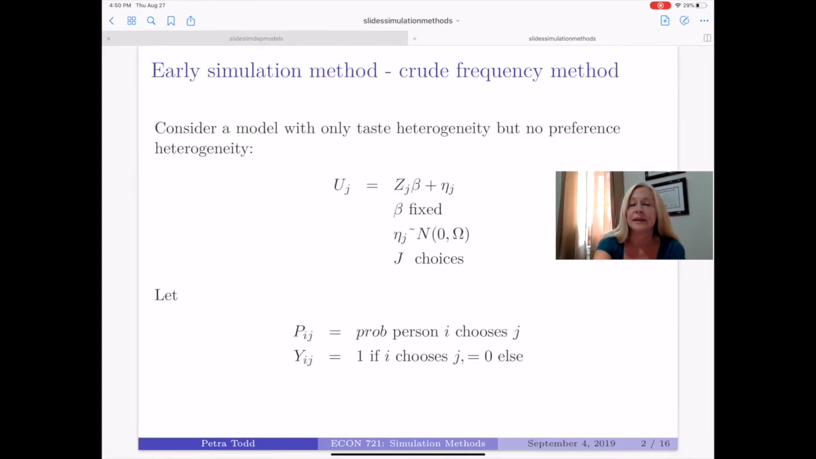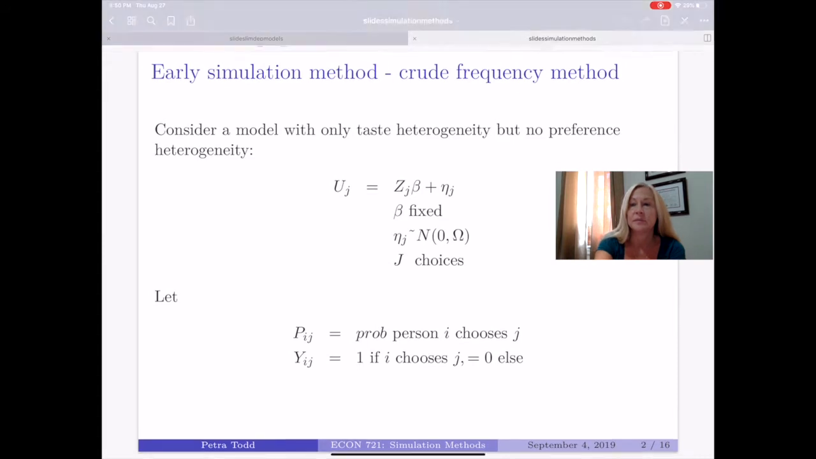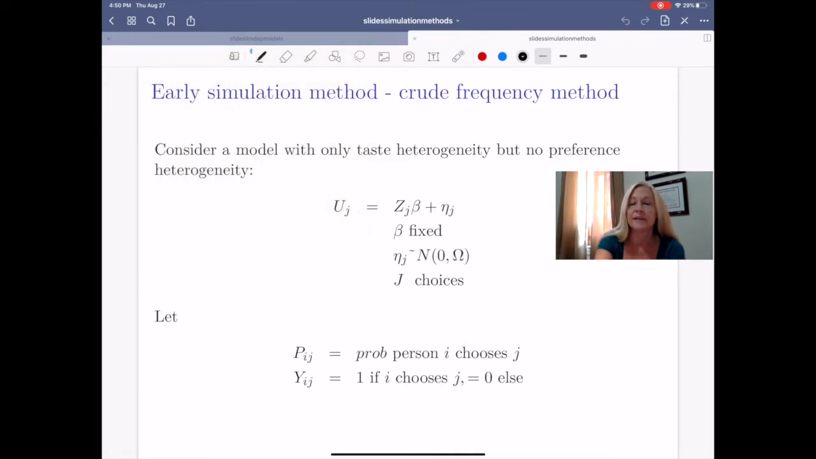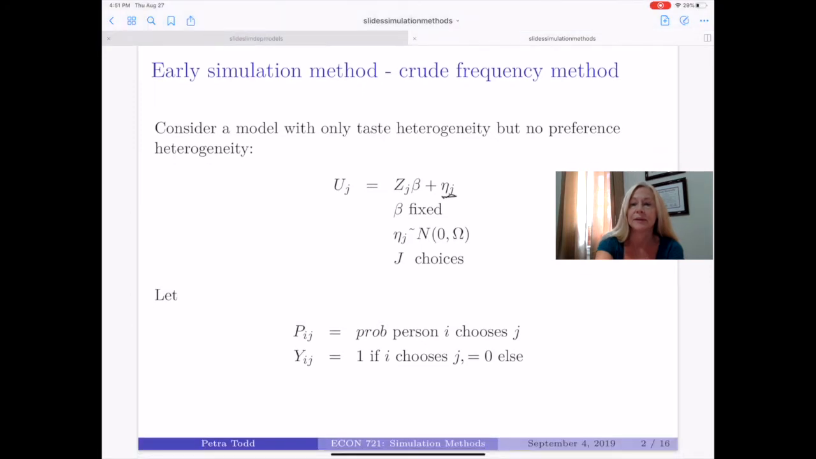Only taste heterogeneity means just this. Preference heterogeneity would be the betas being random. So we're not having random betas, only the random error shocks, and they're assumed to be normal. So this would be like a multinomial probit model with j choices.